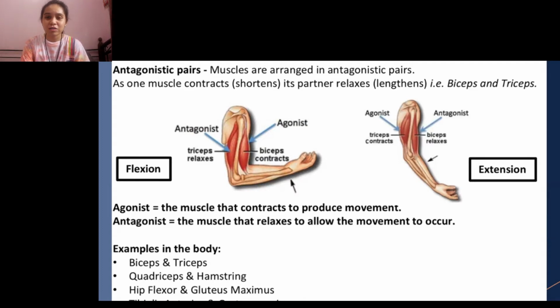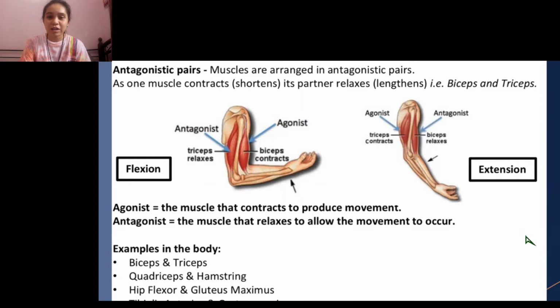As one muscle contracts or shortens, its partner relaxes or lengthens. Examples: biceps and triceps. When flexing our arm, our biceps contracts while our triceps relaxes. While extending our arm, or extension, our biceps relaxes and our triceps contracts.